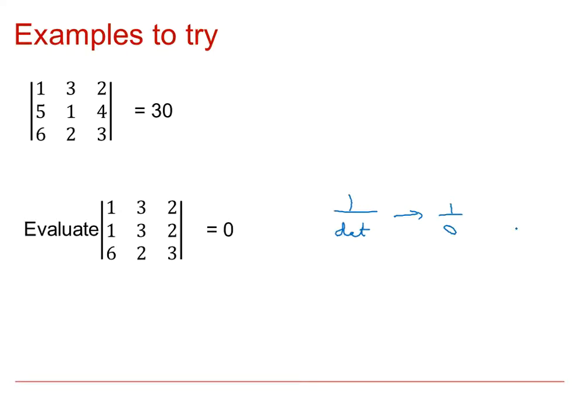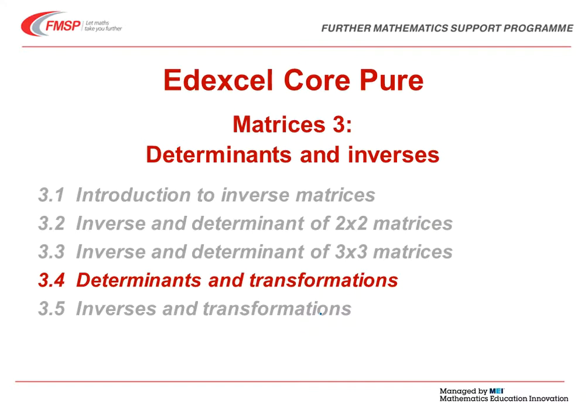So that suggests two things. First, that the inverse does not exist, and if we did it on a calculator, the calculator would give a maths error when you tried to find the inverse of the original 3x3 matrix. In the next session, we're going to be looking at the determinants and transformations.